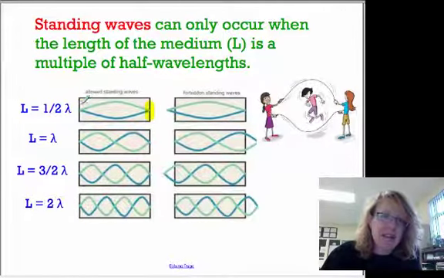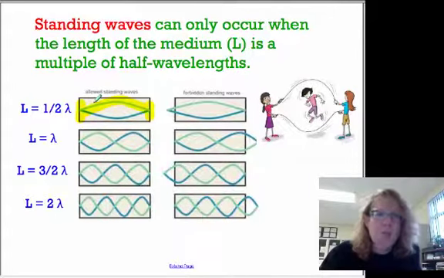And so you can kind of see in the diagram here, you could imagine you're holding onto a slinky or, say, a jump rope. The least wavelength that you can have as a standing wave would be 1/2 wavelength. Only 1/2 of it. Remember, this is a full wavelength right here, where you've got a full crest and a full trough.